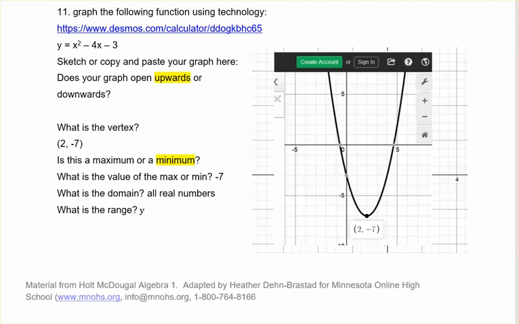So I'm going to click my underline sign on my tools, and I'm going to do the greater than sign, and then I'm just going to type the -7. And that's all you have to do.